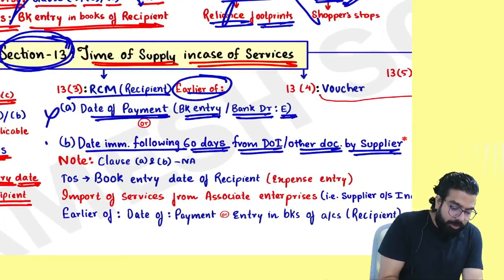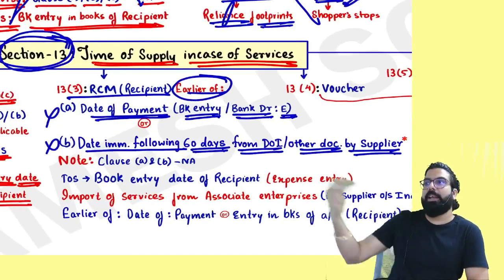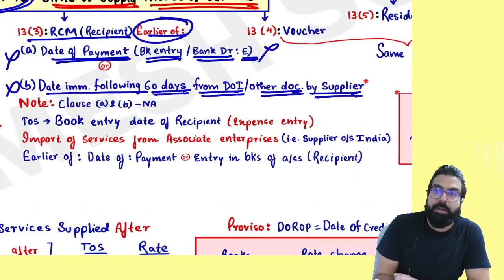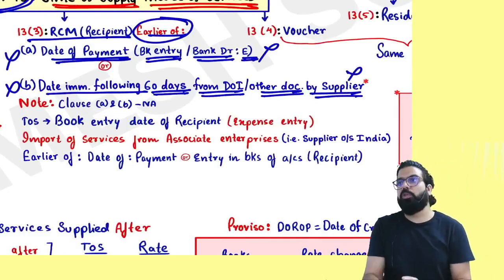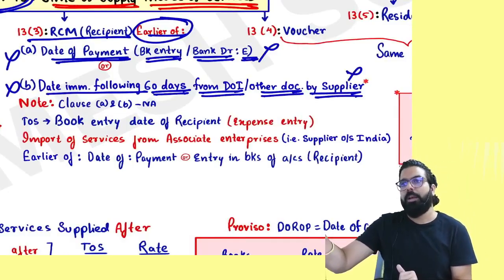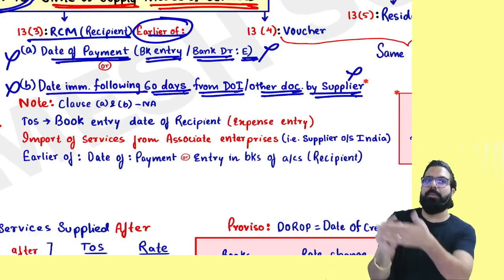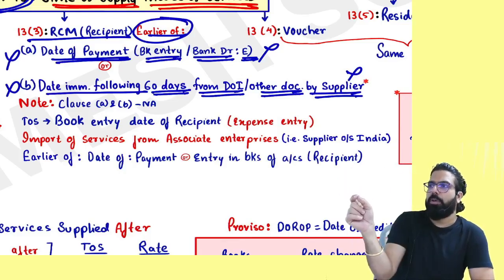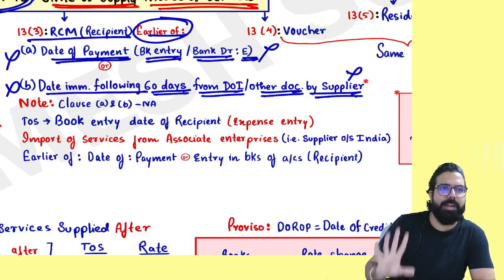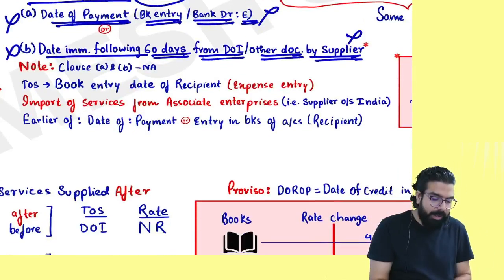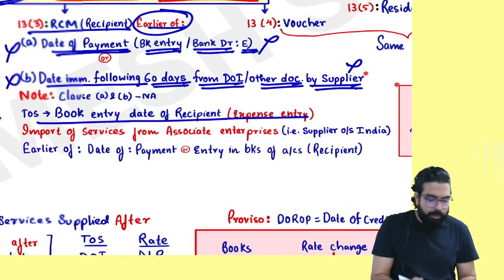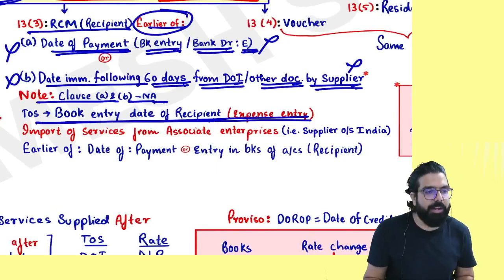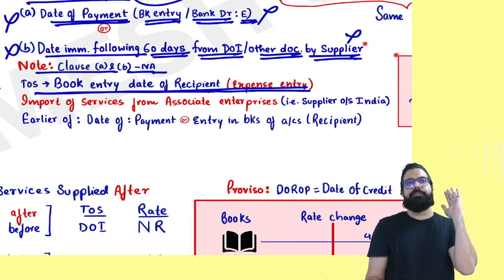Everyone over here. Sir, both these clauses are not available. For example, the director gave me the service. Sir, I have yet to make the payment and the director is yet to give me the bill. But he has already given the service, so I pass the entry: director services to payable. The day I pass the payable entry, that day will become my time of supply. Clause A and B not available, then the book entry date of the recipient, that is the expense entry date, will become the time of supply.